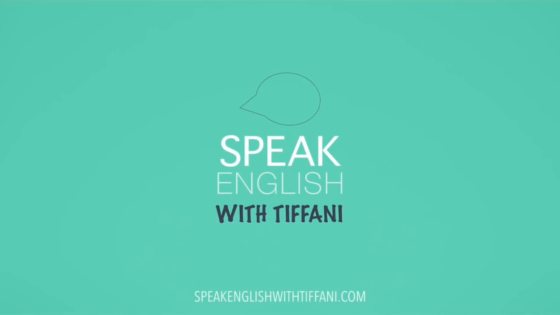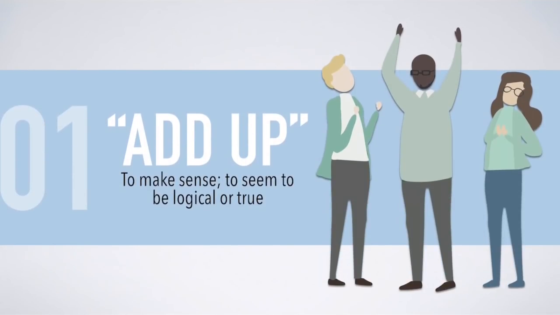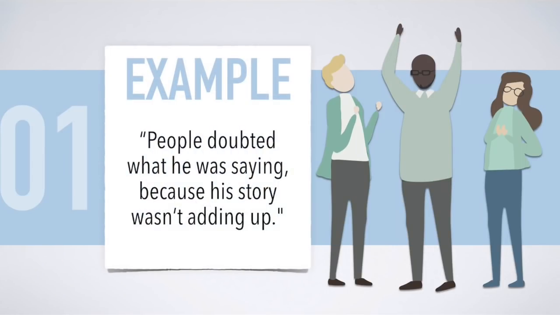How to use 25 of the most common English phrasal verbs. Let's jump right in. Number 1, add up. Add up. It means to make sense or to seem to be logical or true. Here's the example. People doubted what he was saying because his story wasn't adding up.